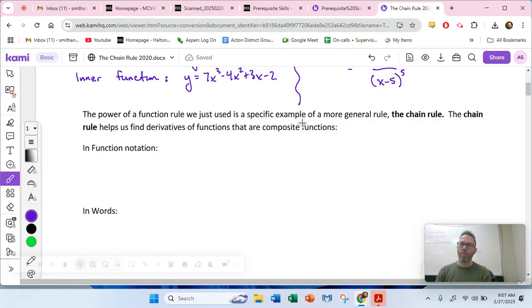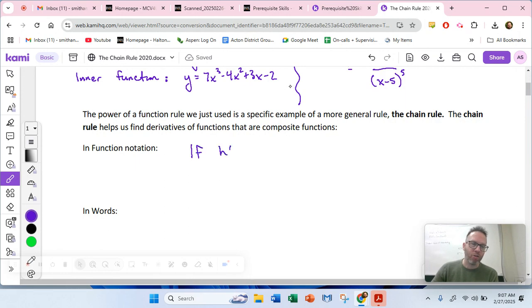So let's continue. I'm now going to give you the generalized chain rule. We're going to state it in words, we're going to take it for a spin, and then hopefully by the end of the day, you guys are just like, okay, I've already been doing this, so I get it. All right, here's what the chain rule says in function notation.